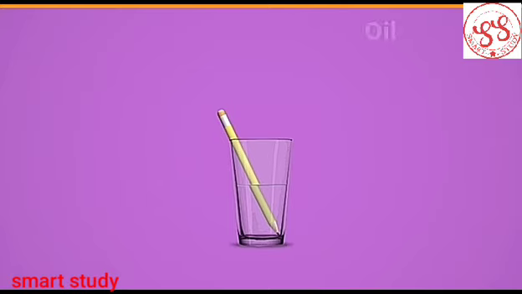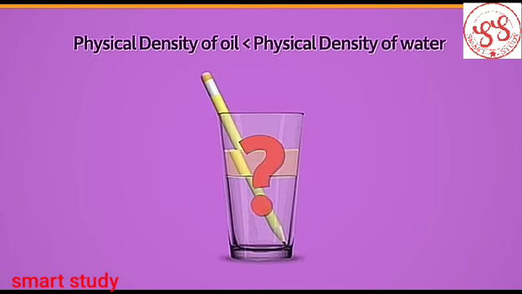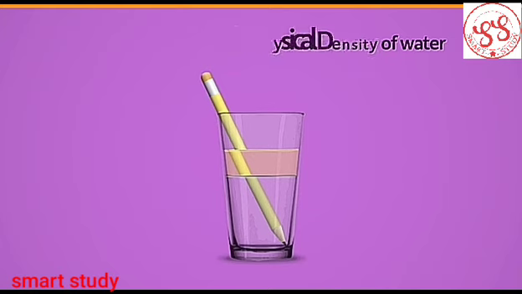Now let's make it more interesting. We insert oil in the glass. The oil will float on water as its physical density is less than that of water. What do we notice? The pencil appears to be broken into 3 pieces. What is the reason for this? Can you guess? It's because light bends more in oil than in water.